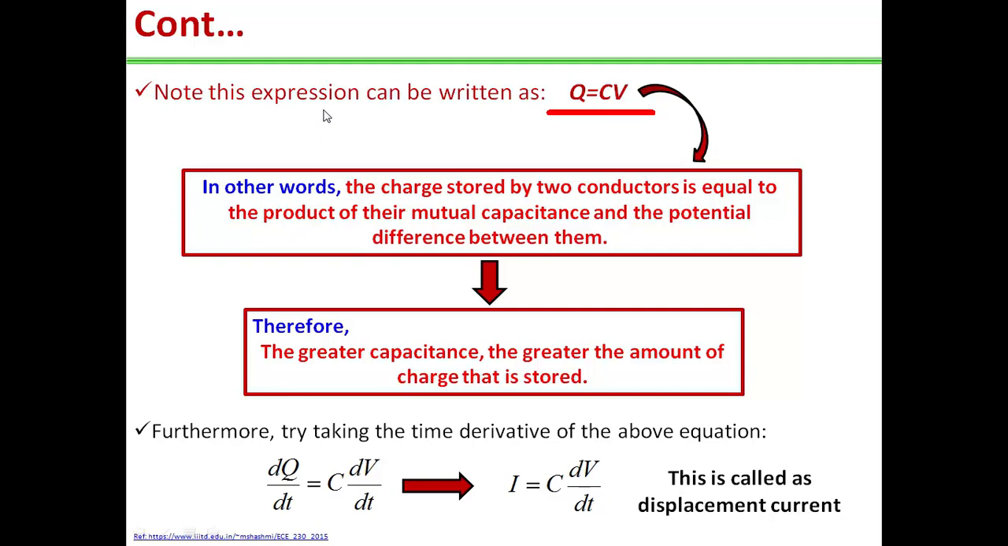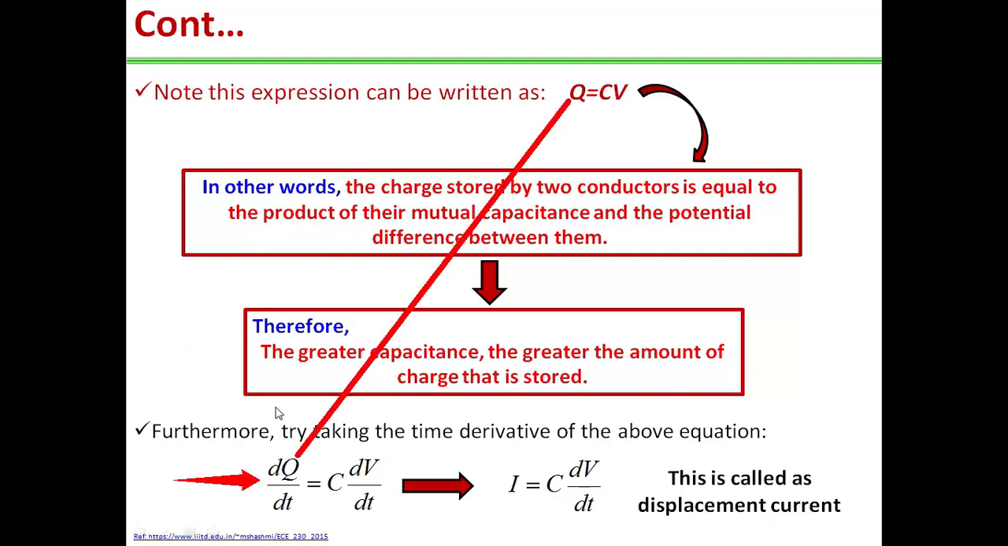Now, the previous equation can be written as Q is equal to CV. In other words, we can say that the charge stored by two conductors is equal to the product of their mutual capacitance and the potential difference between them. Therefore, the greater the capacitance, the greater the amount of charge stored.